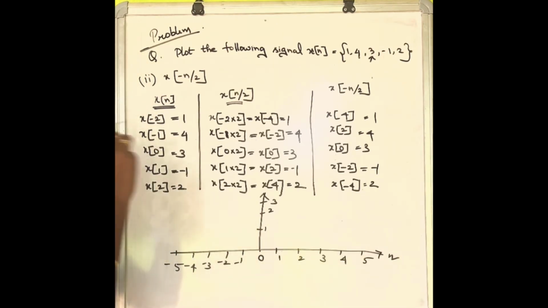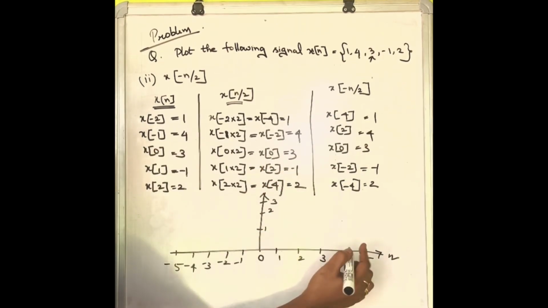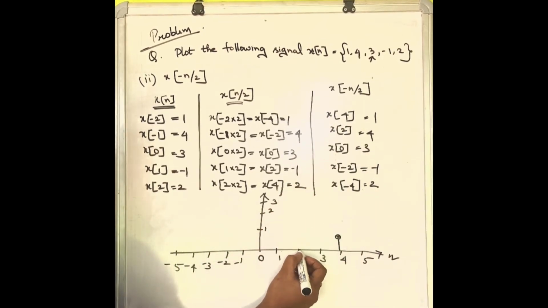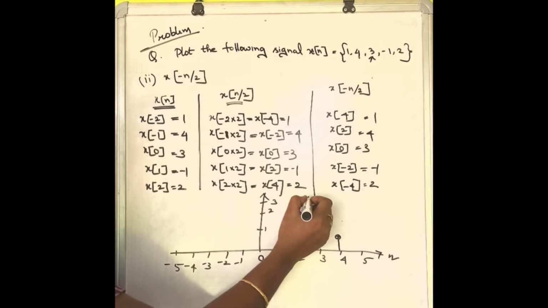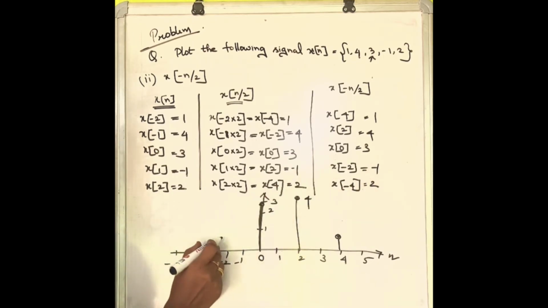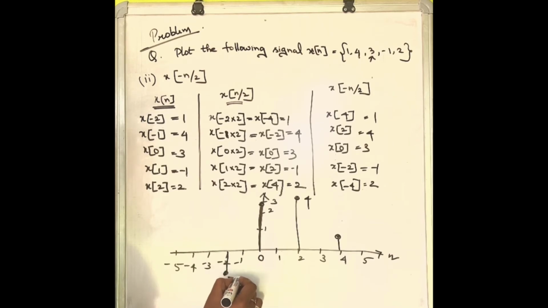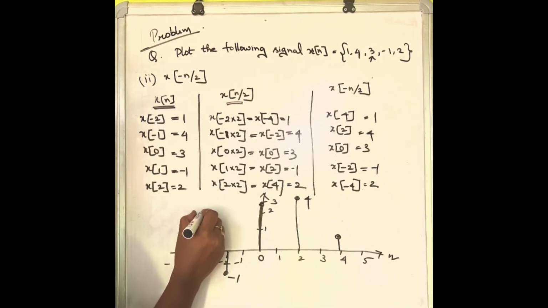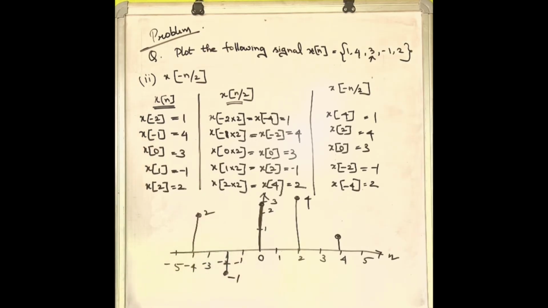Okay. So at 4 it is 1. At 2 it is 4. At 0 it is 3. At minus 2 it is minus 1. At minus 4 again it's 2. So this is the signal for x of minus n by 2.